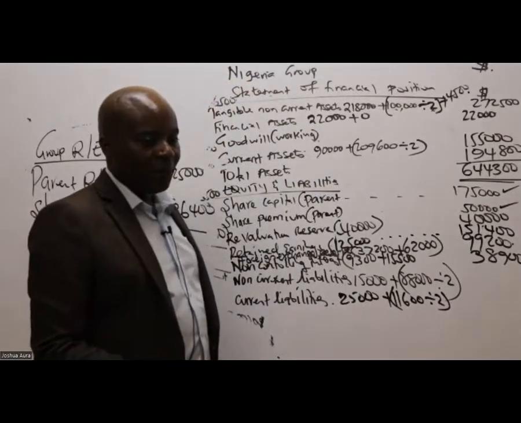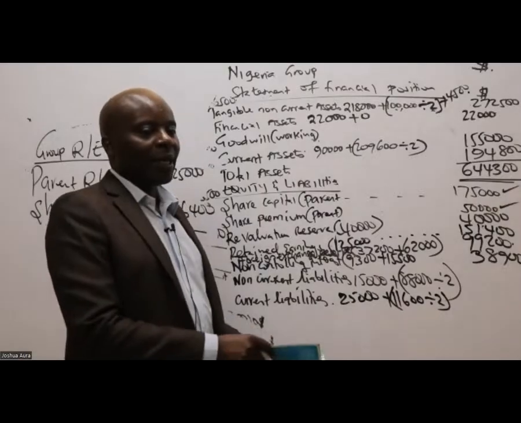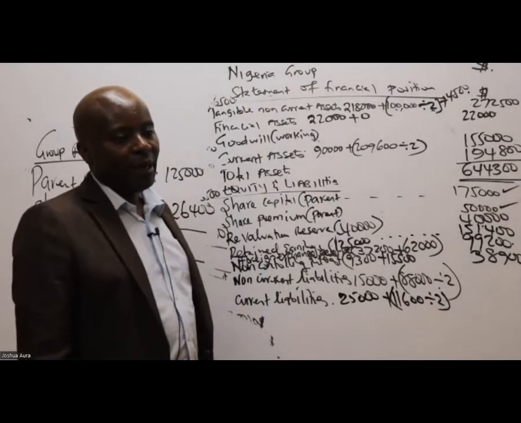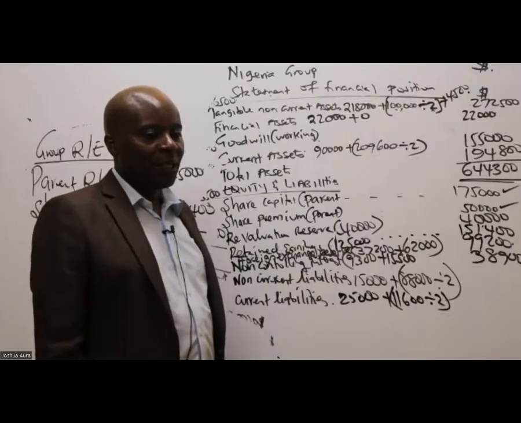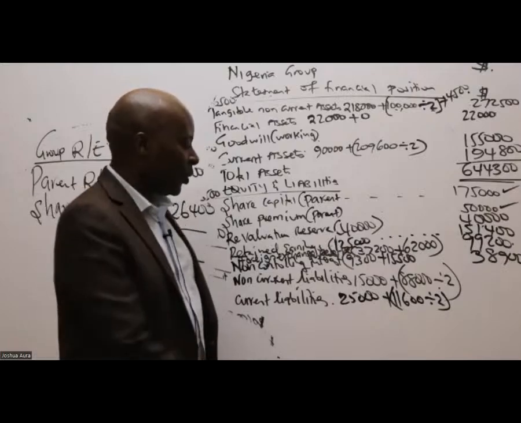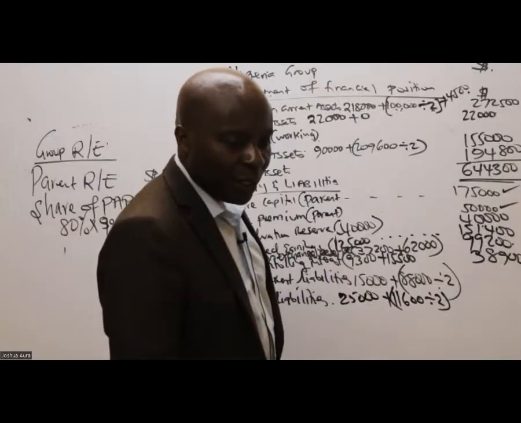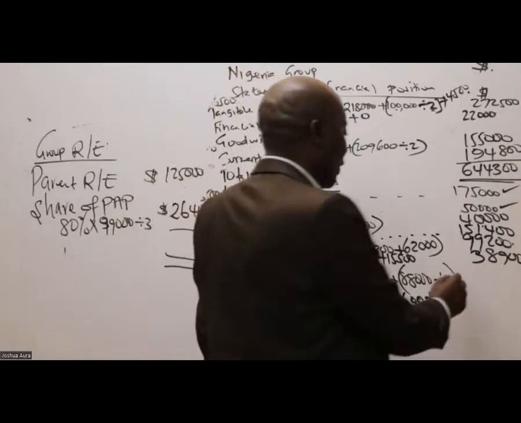Go to the non-current liabilities. What do we have here? This one is just a matter of punching. So I'm being given 59,000.